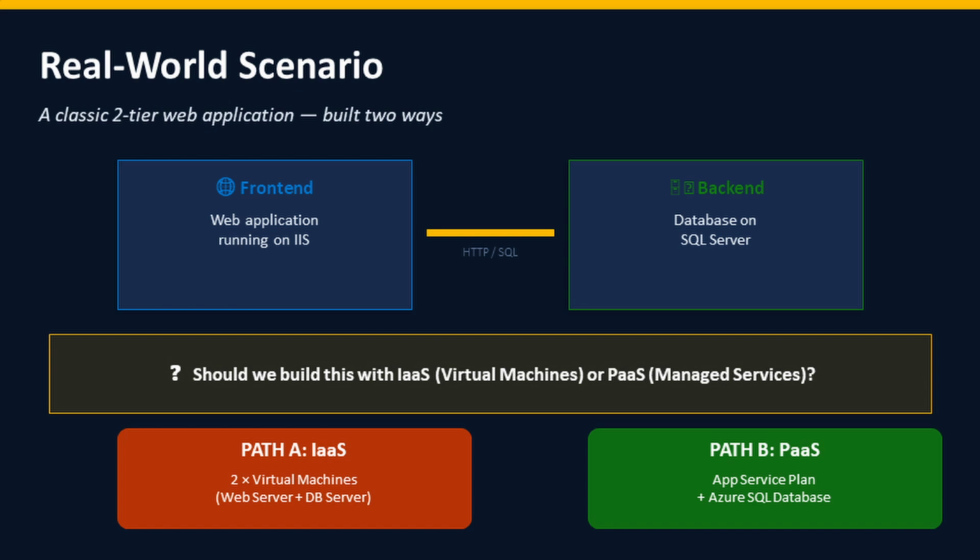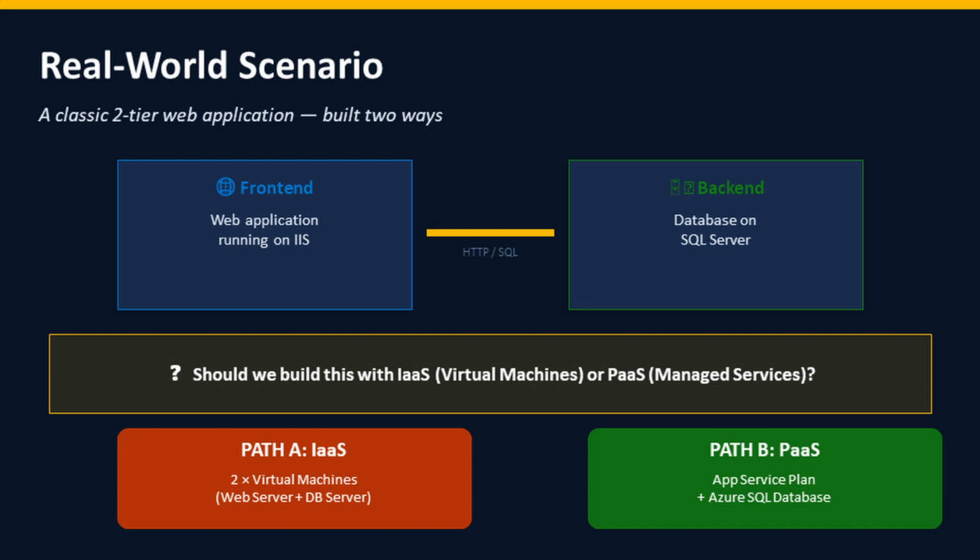To make all of this concrete, let's work through a scenario that many developers and architects encounter regularly. Imagine you have a web application, a classic two-tier architecture. In the front end, you have a web application running on IaaS, Internet Information Services, Microsoft's web server. In the back end, you have a SQL Server database storing your application's data. Simple, right? Two components. Straightforward communication between them. Now the question is, do you build this with IaaS, using virtual machines, or with PaaS, using Azure's managed services?